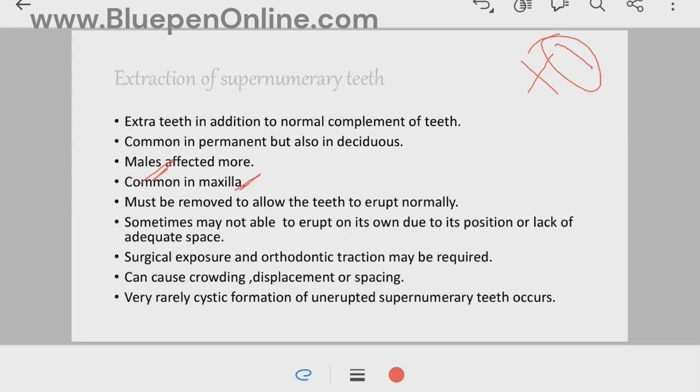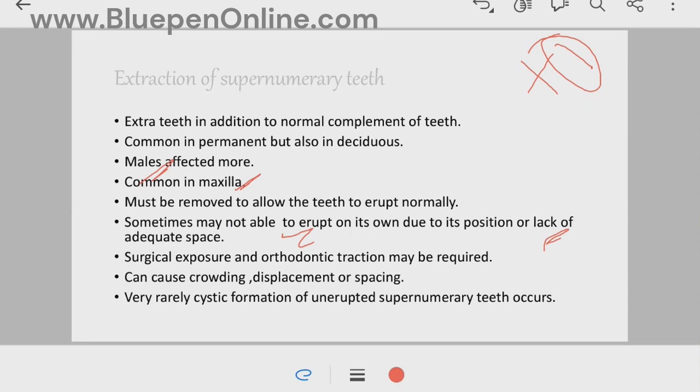So if you find a supernumerary tooth, it's better to remove it, because only then can the teeth erupt normally. Sometimes a tooth may not be able to erupt on its own due to the position or lack of adequate space. Sometimes they will stay inside only. They will not have a space to come out.